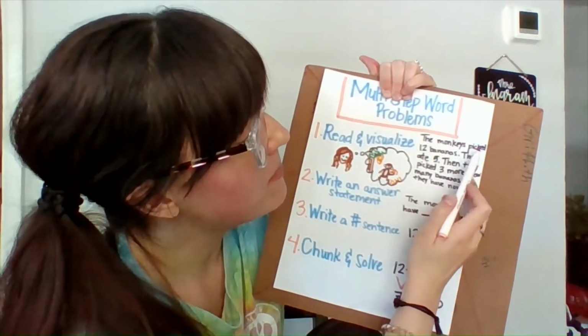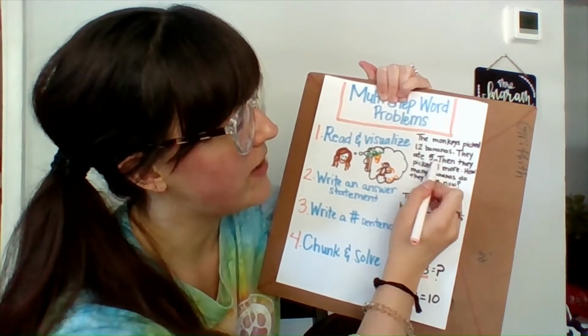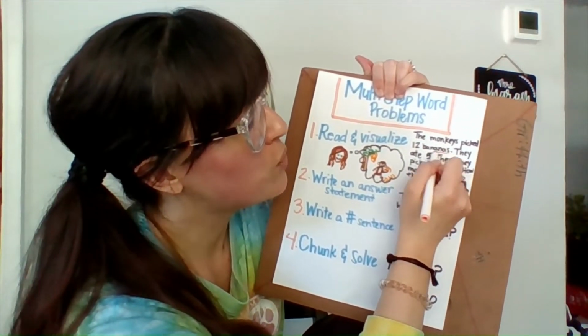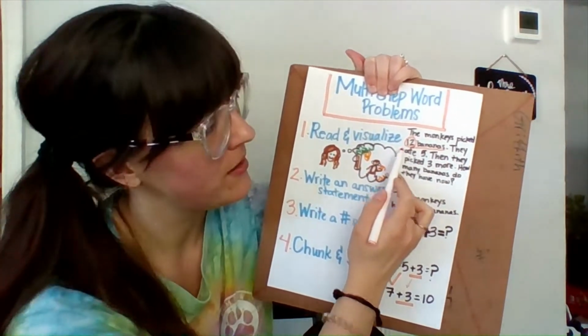So this tells me that the monkeys picked 12 bananas. So I'm reading it again. I'm understanding they ate 5. So I know I'm looking for how many bananas they have now. So I know this 12 bananas will help me because that tells me how much they started with.